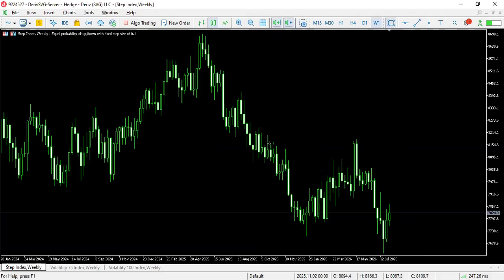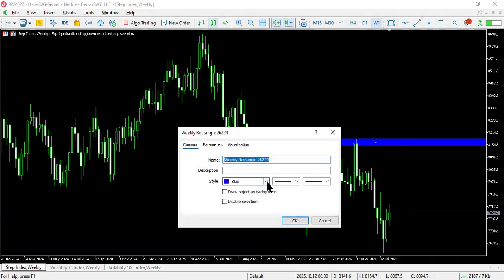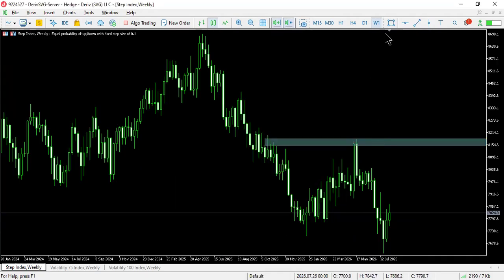And then marking our key zones, we have a supply up there. We have a supply zone up there. And then down here, we have a demand that is forming where price is currently reacting. However, the overall bias on step index is bearish.